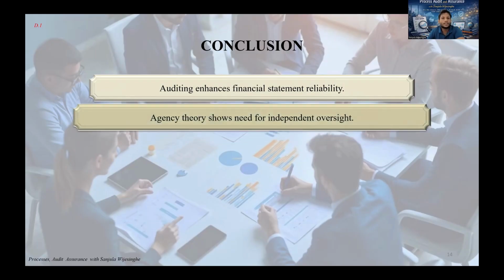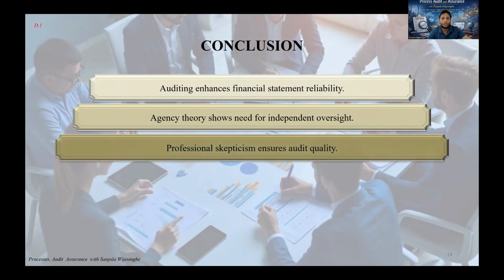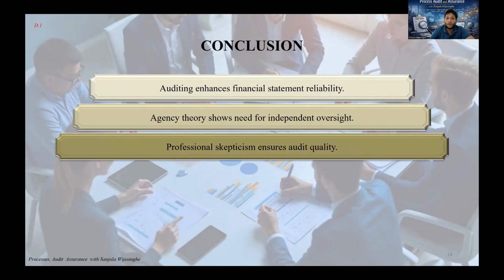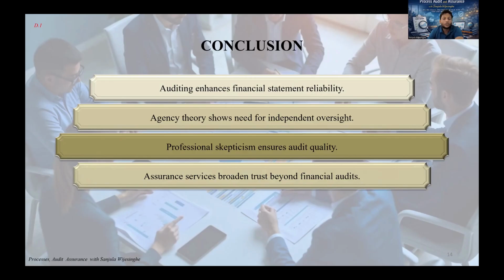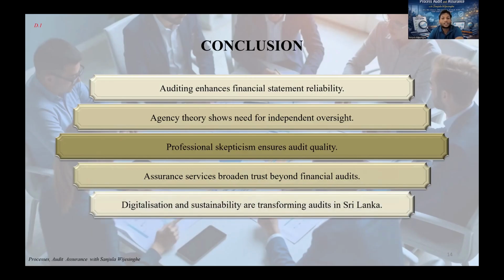Then you can see agency theory shows the need for independent oversight. Professional skepticism ensures audit quality. Now you know what is meant by professional skepticism and professional judgment also. Assurance services broaden trust beyond financial audit. Digitalization and sustainability are transforming audit in Sri Lanka. That means the role is changing, and the labor-oriented tasks and manual processes are changing. Then you can go to the next one.